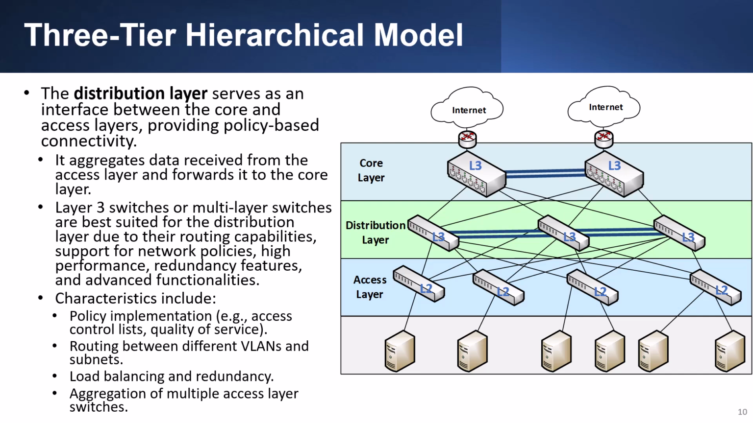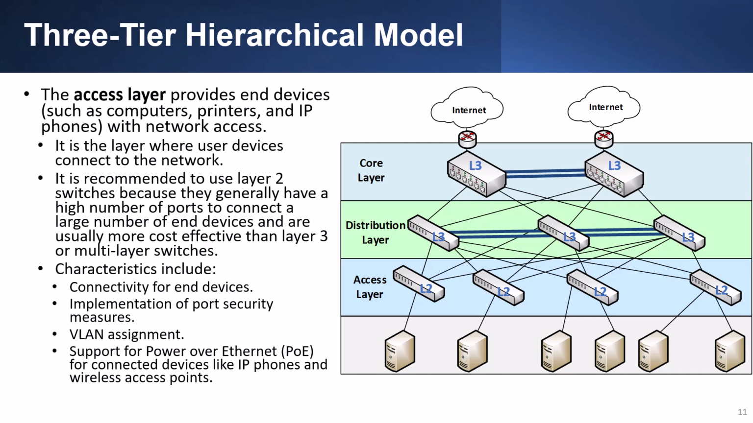The distribution layer serves as an interface between the core and access layers, providing policy-based connectivity. It aggregates data received from the access layer and forwards it to the core layer. Layer 3 switches or multi-layer switches are best suited for the distribution layer due to their routing capabilities, support for network policies, high performance, redundancy features, and advanced functionalities. Characteristics include policy implementation, routing between different VLANs and subnets, load balancing and redundancy, and aggregation of multiple access layer switches.